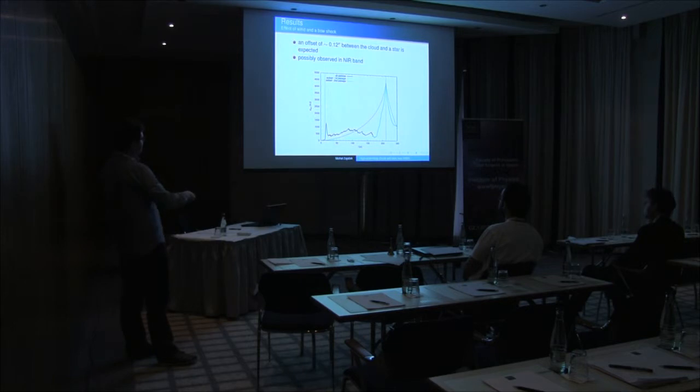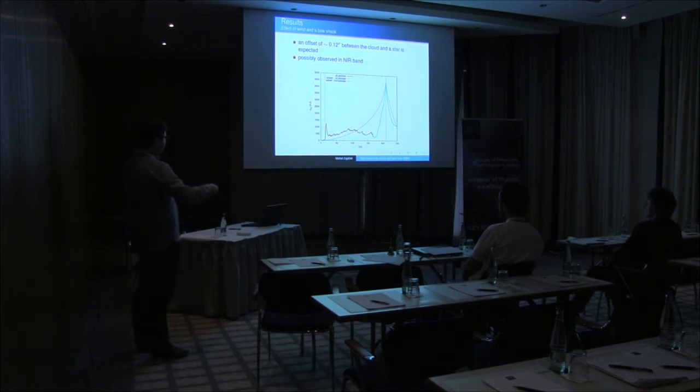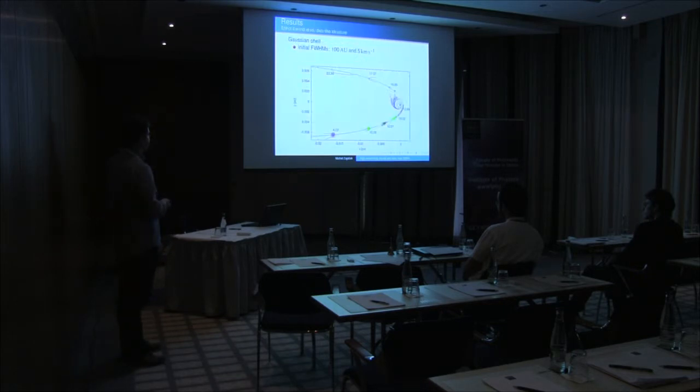And this is the offset between the cloud and the star, which shows the temporal evolution. So this is the first pericenter passage. First the cloud is near the star, and after pericenter passage, some part of it is detached and torn away from the star, and an offset of about 0.12 arcseconds may be expected, which possibly can also be observed in the near-infrared band.